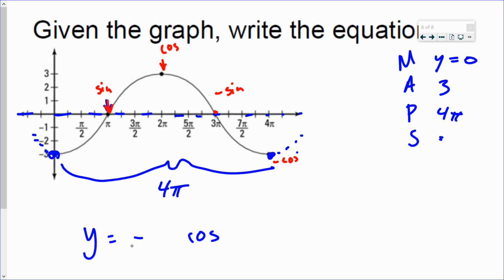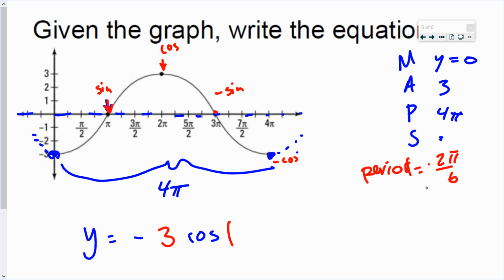But going back to our equation, remember the a value, amplitude, is right out in front, and your 3 cosine. Now this b value is not 4 pi. Remember the period equals 2 pi over b. Not 4 pi, sorry, 2 pi over b.